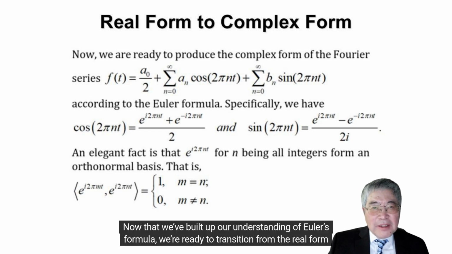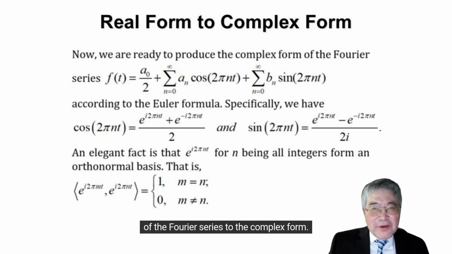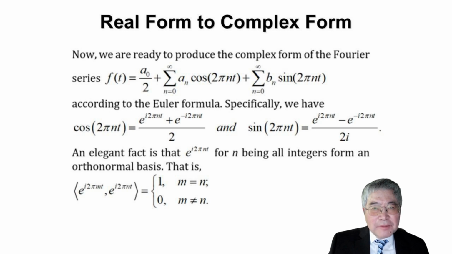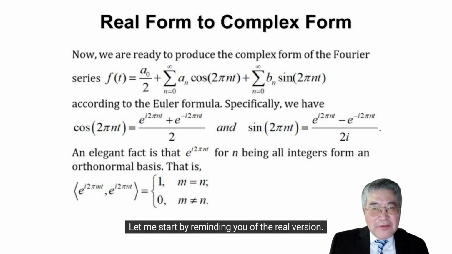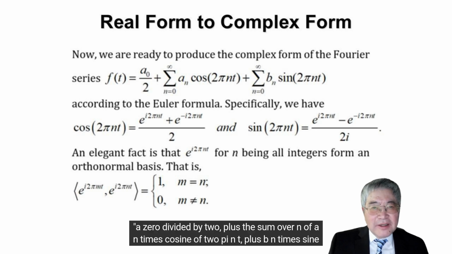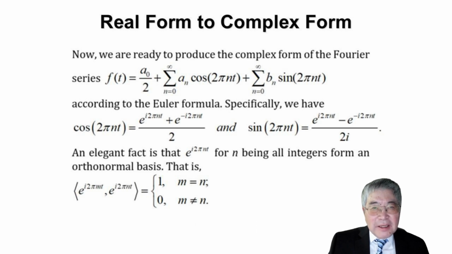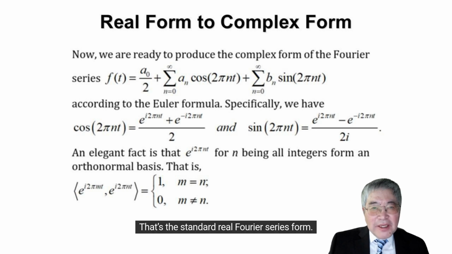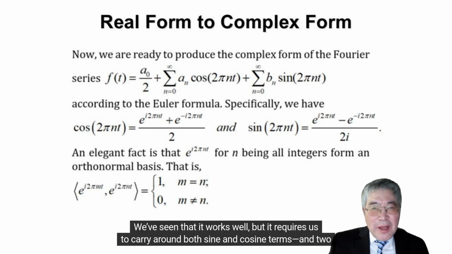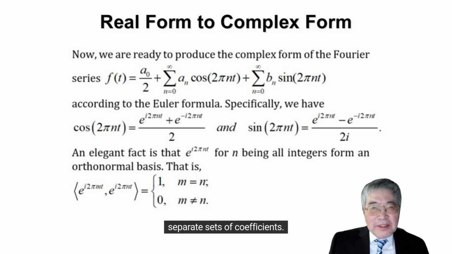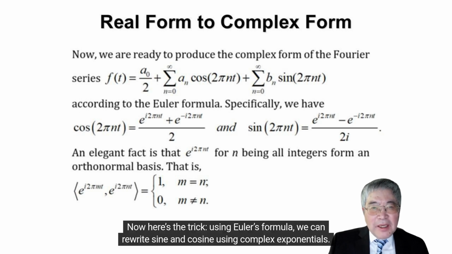Now that we've built up our understanding of Euler's formula, we're ready to transition from the real form of the Fourier series to the complex form. Let me start by reminding you of the real version. For a periodic function f of t, we can write it as a 0 divided by 2 plus the sum over n of a n times cosine of 2 pi nt plus b n times sine of 2 pi nt. That's the standard real Fourier series form. We've seen that it works well, but it requires us to carry around both sine and cosine terms and two separate sets of coefficients. Now here's the trick.